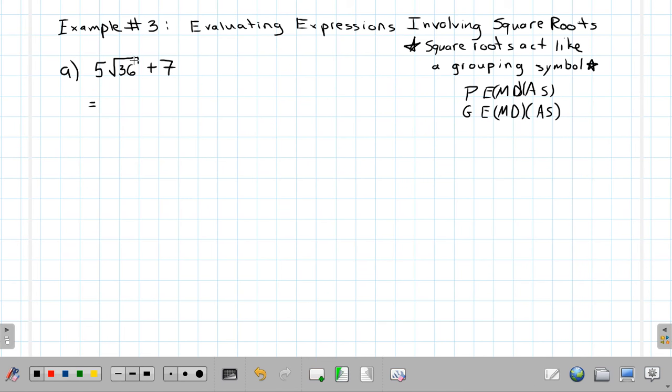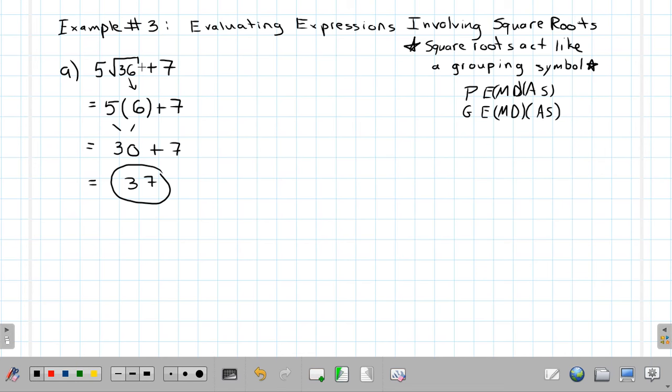So we're going to have 5 times, well, square root of 36, there's no negative out front, there's no plus or minus. That means that's going to be a positive 6 because 6 times 6 is 36. And then actually from here, it works exactly like what we've done before. We have multiplication and addition. That means we need to do the multiplication next. 5 times 6 is 30. And then lastly, 30 plus 7 is 37.